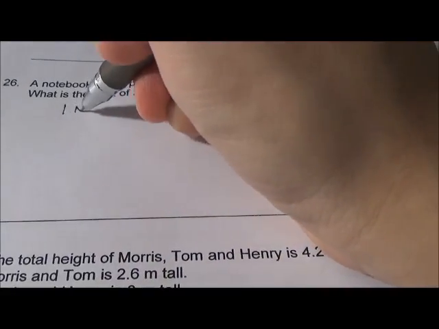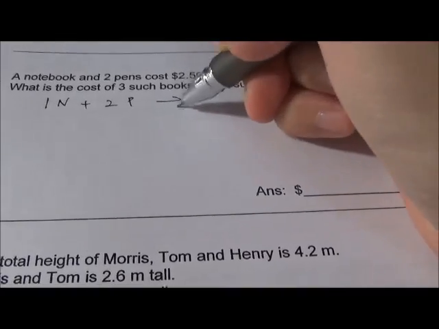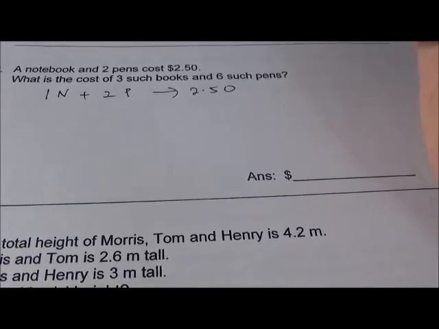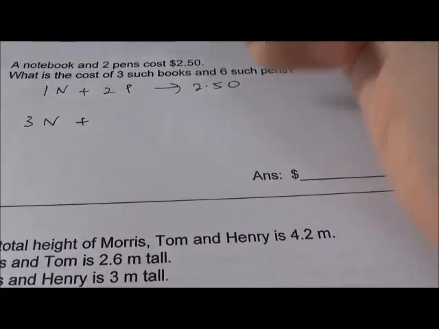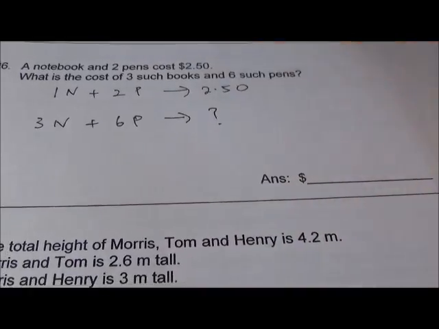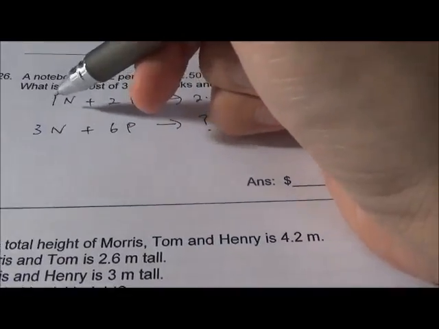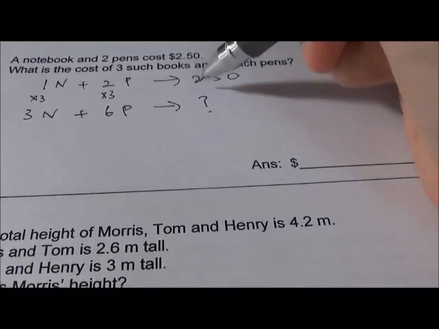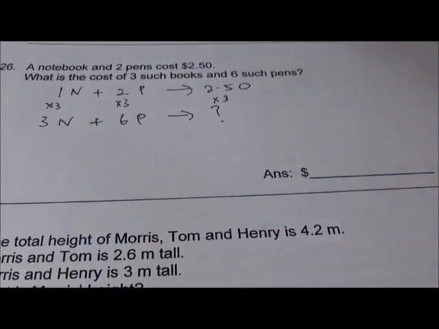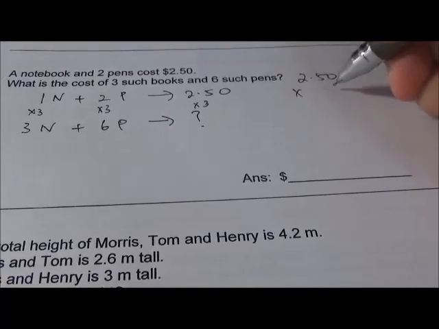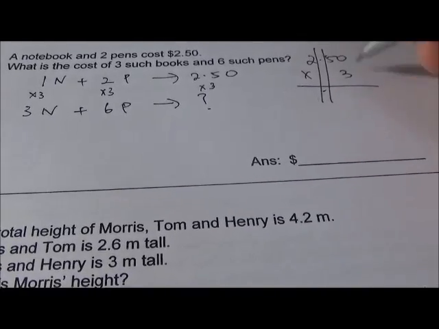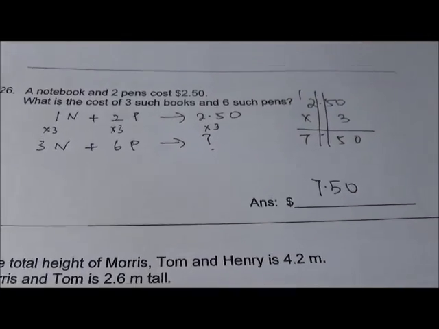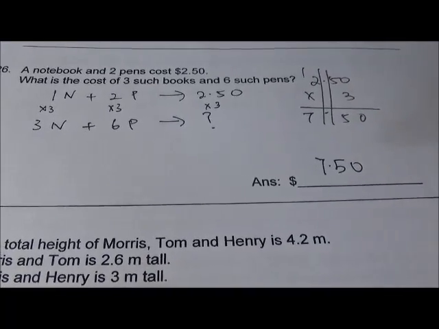Question 26. A notebook and two pens cost $2.50. So you must always do this. One notebook plus two pens give you $2.50. Now they want to have three such books and six such pens. So three notebooks plus 6 such pens, they're asking you how much. If you see carefully, 1 times 3 will give you 3 notebooks, 2 times 3 will give you 6 pens. So $2.50 times 3, you should get the answer. $2.50 times 3 is $7.50. Please be very careful that this is dollar, so there must be 2 decimal places.